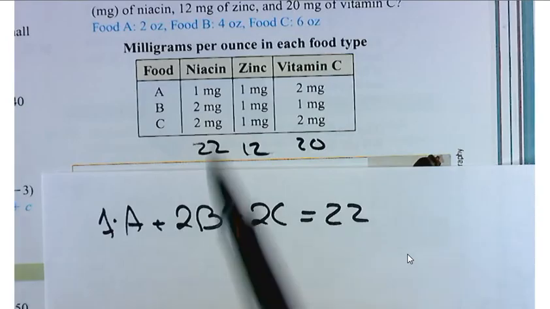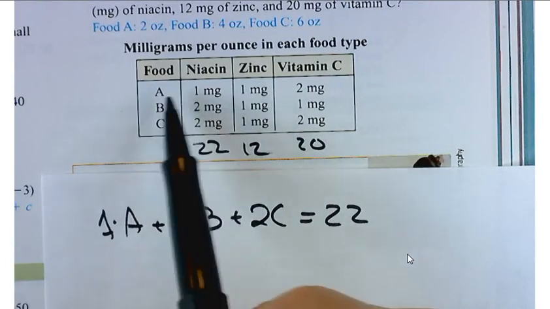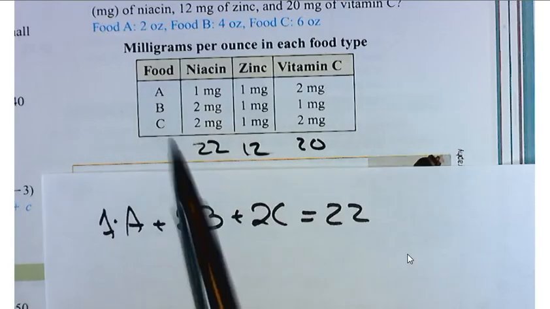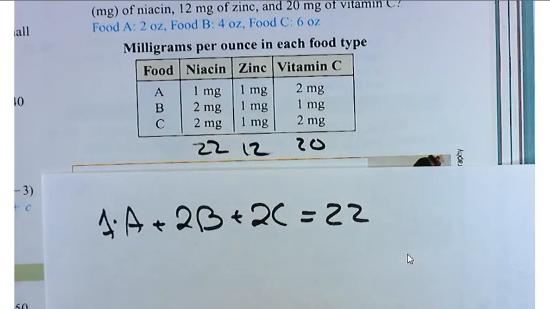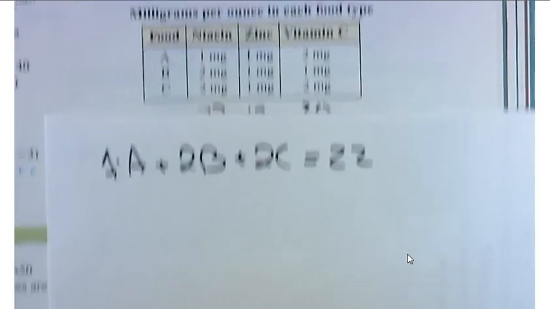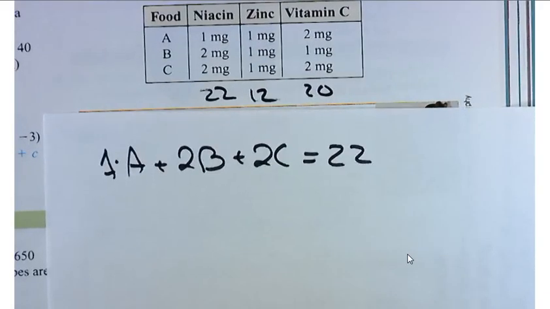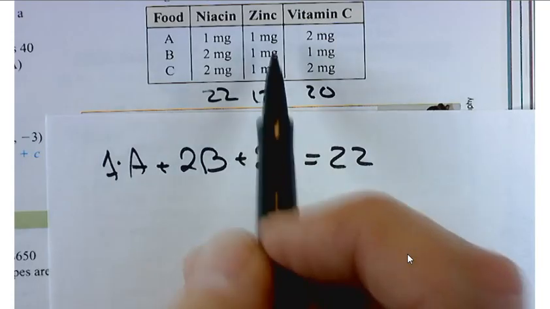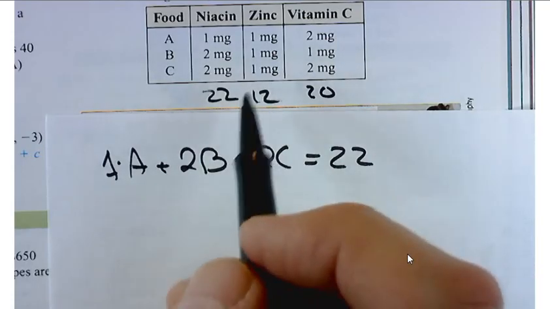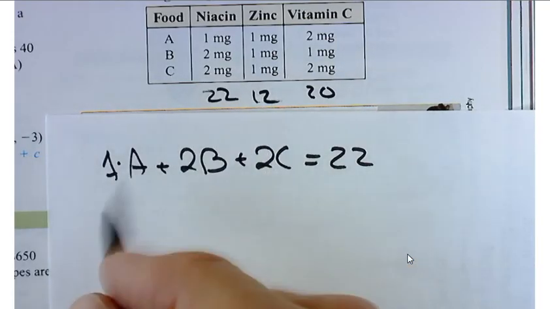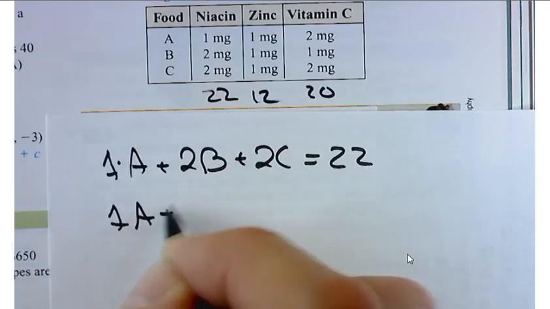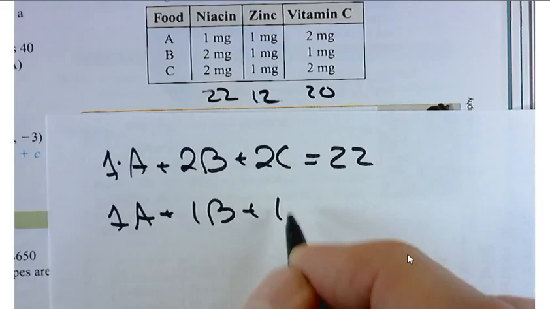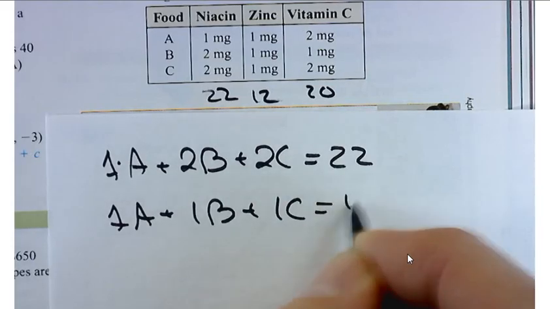So do you see how I got that equation by multiplication? 1 times A, 2 times B, 2 times C. Can you set up the next equation? So the next equation would be for zinc. 1A plus 1 times B plus 1 times C equals 12.